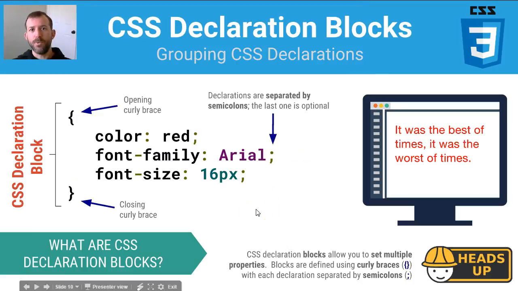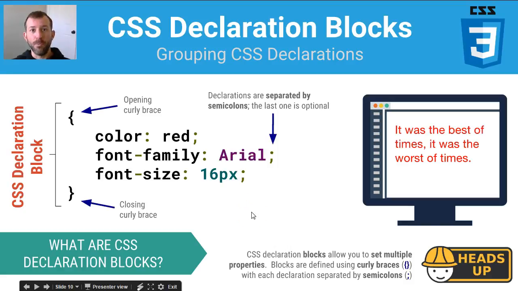Now what happens is we take our CSS declarations and we may have more than one of them. So we place them into what are called blocks. We're grouping our CSS declarations. So here I have 1, 2, 3 different declarations, and they are grouped using opening and closing curly braces. So this is what's called a CSS declaration block.